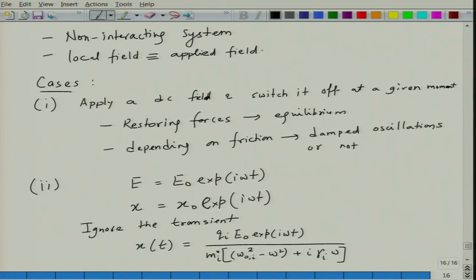So assuming that the field is sinusoidally varying, it is likely that the response will also be similar. The response is the displacement, so the displacement is also x equal to exponential i omega t. If it has this form, then you substitute this in the above equation, solve the equation, ignore the transient terms, and you will get this kind of solution for x. The x will vary as q_i E naught exponential i omega t divided by m_i star into (omega naught i square minus omega square plus i gamma_i omega). This is what you will observe.